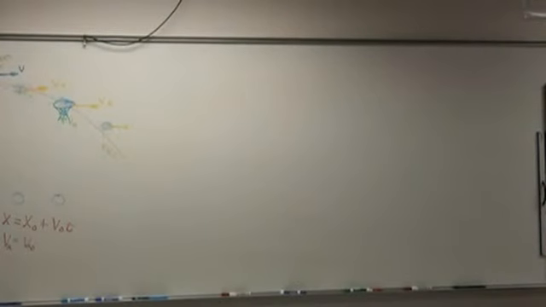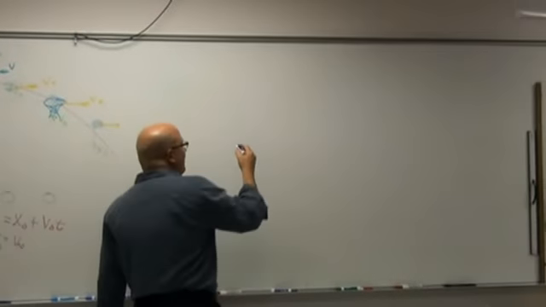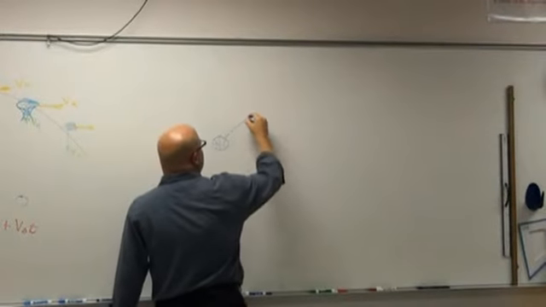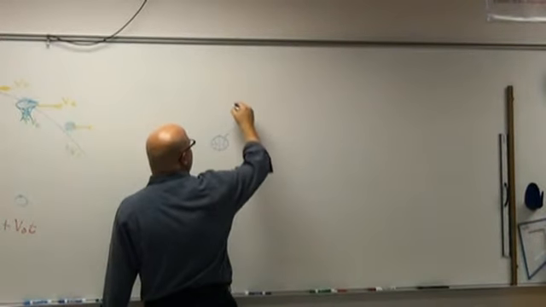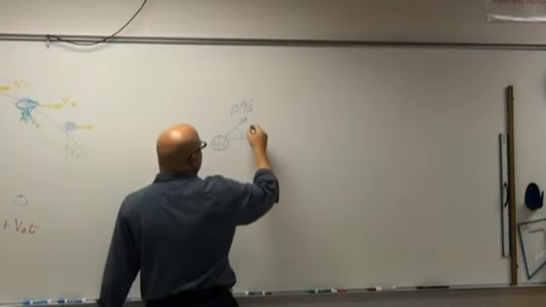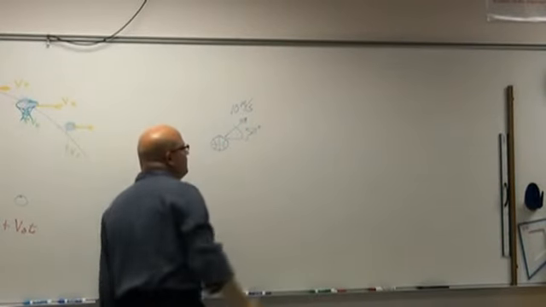Okay? We'll solve it a couple different ways. Let's do the basketball problem. Okay, so here's the basketball. Let's say it's launched at 10 meters per second at an angle of 50 degrees.